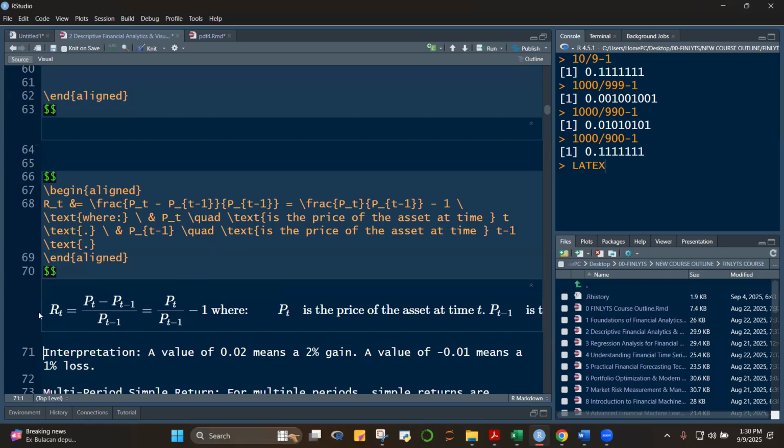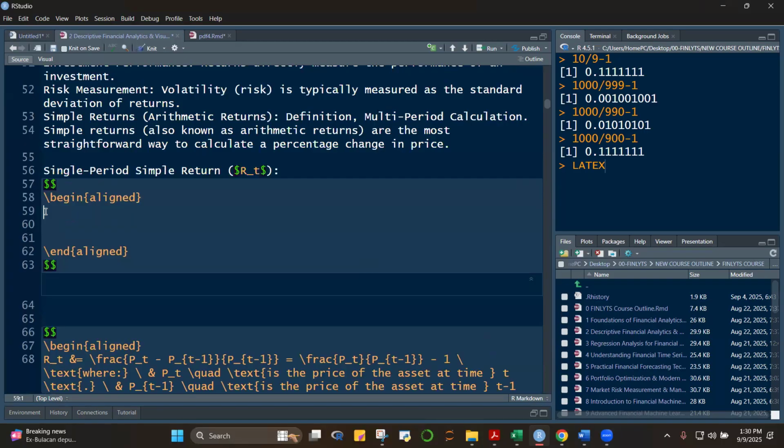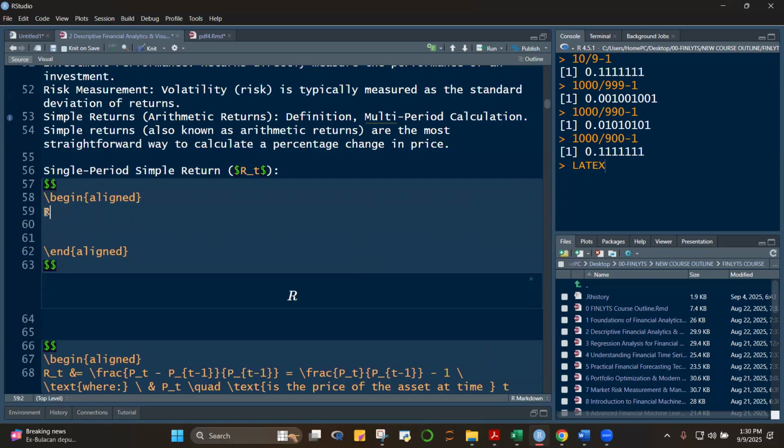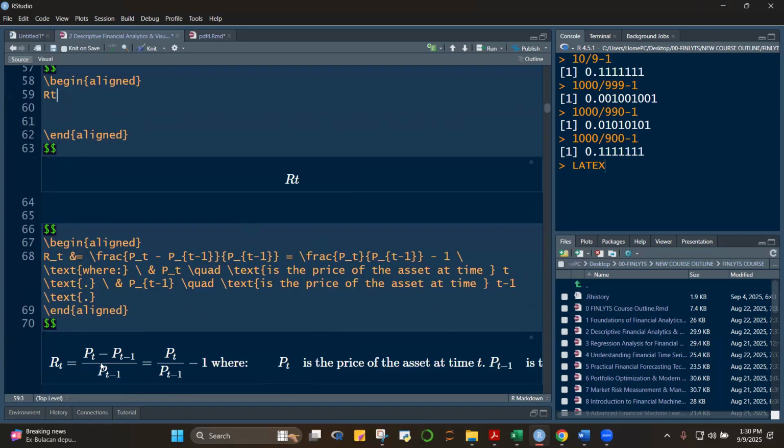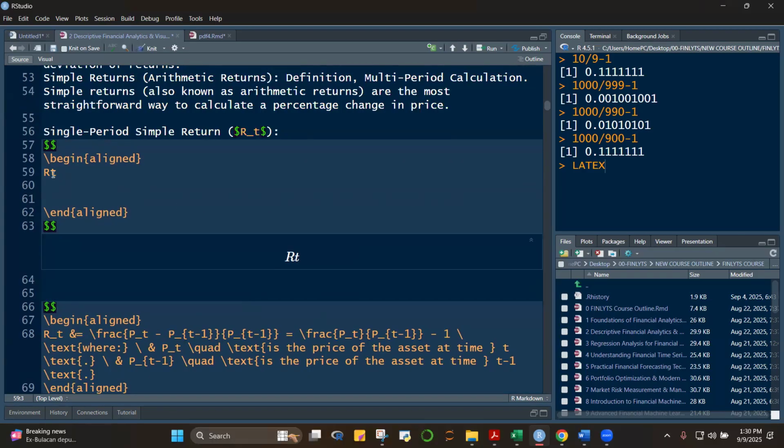We want to write R sub t. How do you write R sub t? If I type here R t, class, you notice that it will automatically write here, and the output is in italics. But what I need, class, is R subscript t. So how do you use the subscript? You put an underscore there. There you go. You can see that it's now subscripted.